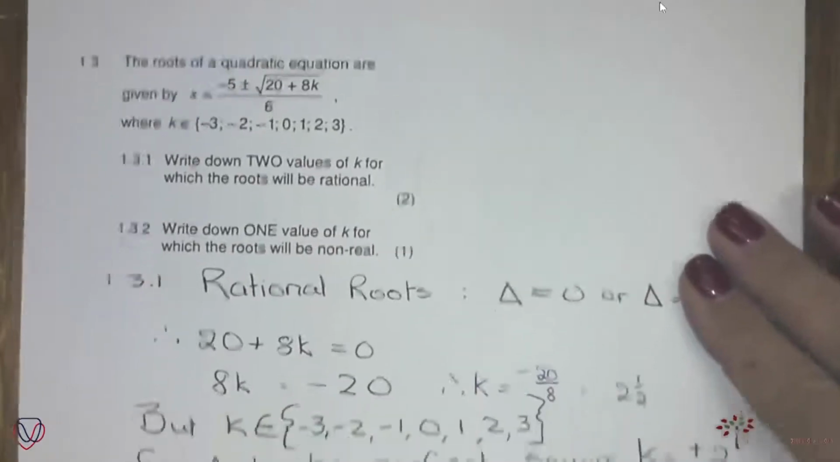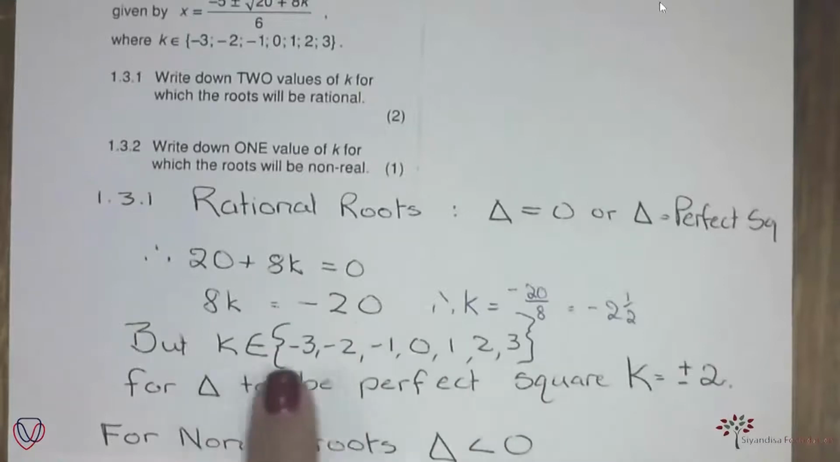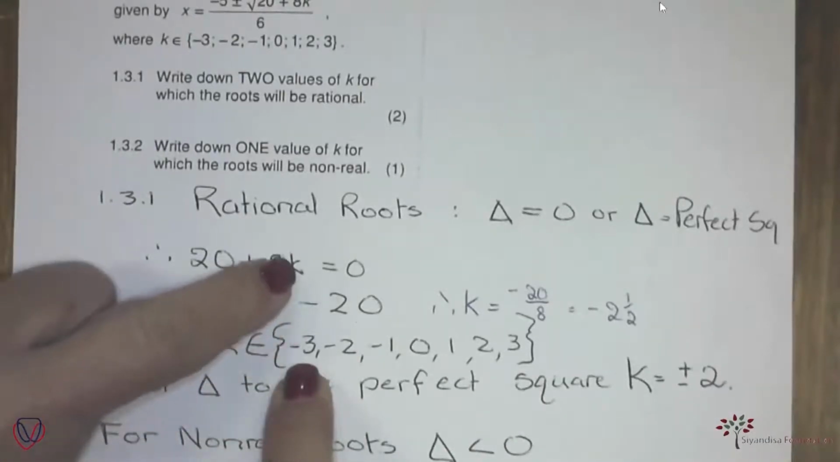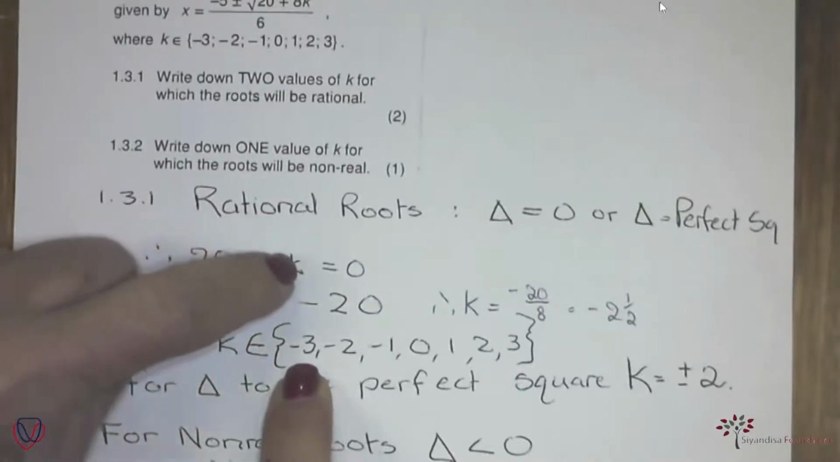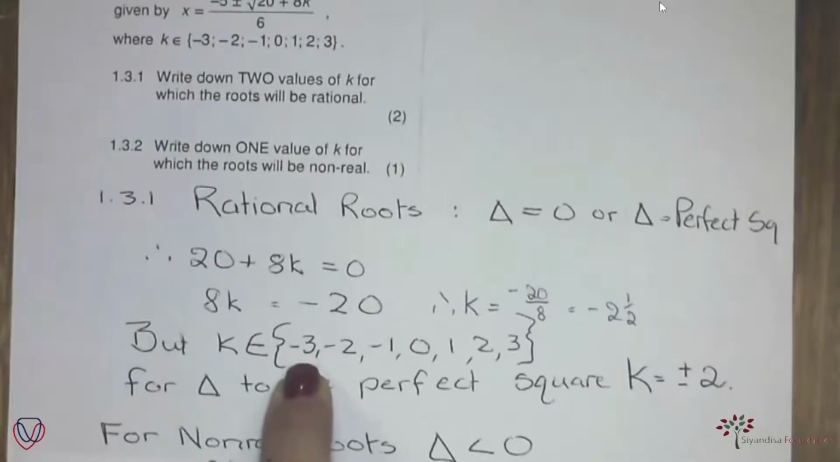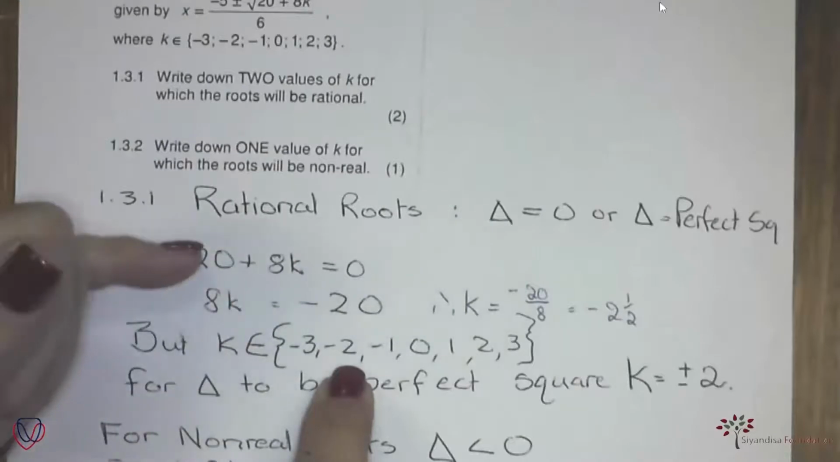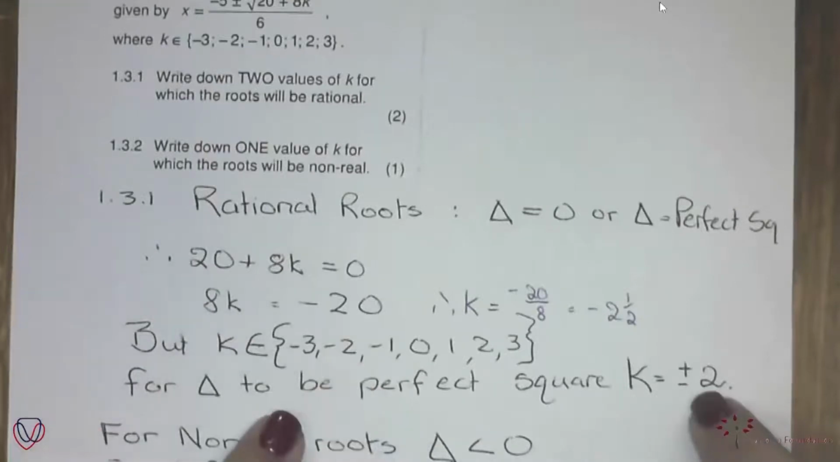For delta to be a perfect square, check this one. You take your numbers here and you substitute it into your delta. Negative 3 goes in there, then it's 20 minus 24. It's negative 4. Does negative 4 have a square root? No. Then you take negative 2, you substitute it into there. 20 minus 16. Is 4 a perfect square? Yes. So k will definitely be negative 2.